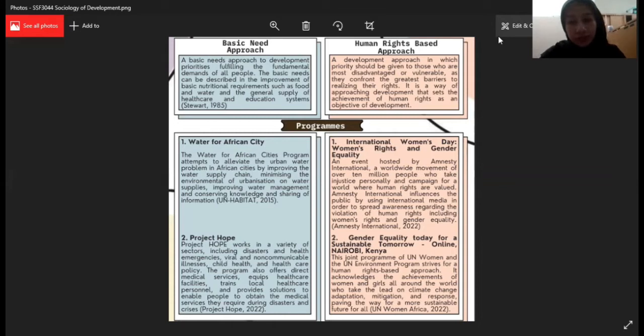The second program is Gender Equality Today for a Sustainable Tomorrow, which is an online event held in Nairobi, Kenya. This joint program of UN Women and the UN Environment Program strives for a human rights-based approach. It acknowledges the achievements of women and girls all around the world who take the lead on climate change adaptation, mitigation, and response, paving the way for a more sustainable future for all.